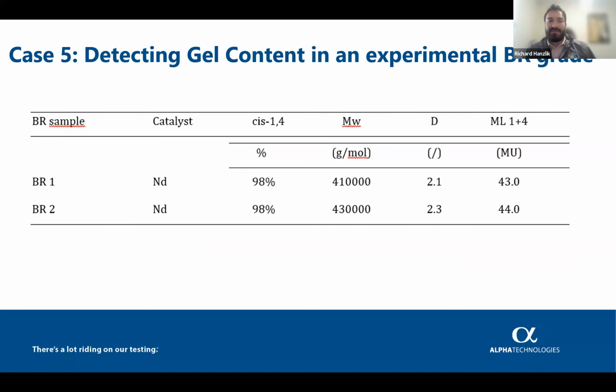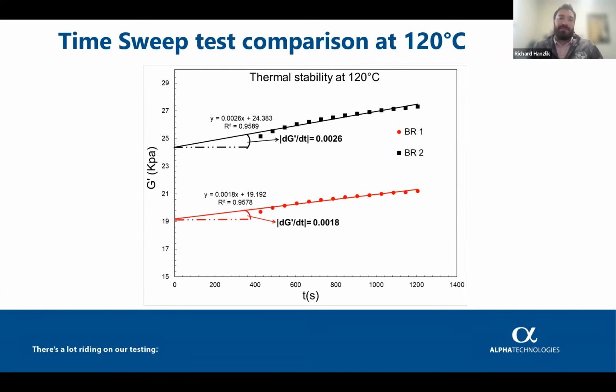So in case 5, here we're looking at an experimental BR grade. We have a BR1 and BR2 with the same catalyst. They're both cis-1,4s, with similar molecular weights and similar Mooney values. Then we go through a couple of different RPA methods that can look at the evaluation of gel content. The first would be a time sweep at 120 degrees Celsius. We are evaluating the time response of the material, and we can see that BR2 is going to have a much higher G prime than BR1 as we measure this material over time, in this case, about 1,200 seconds.